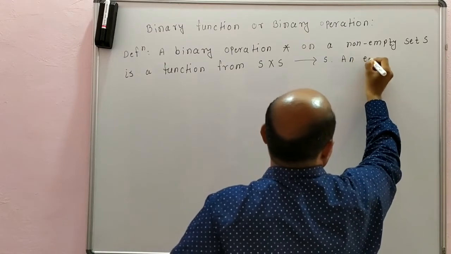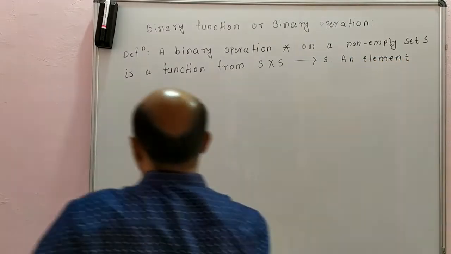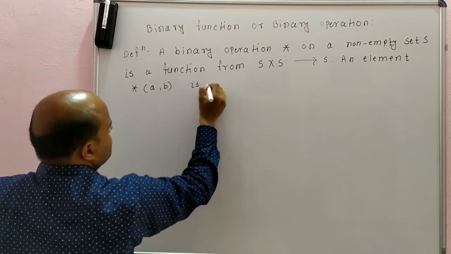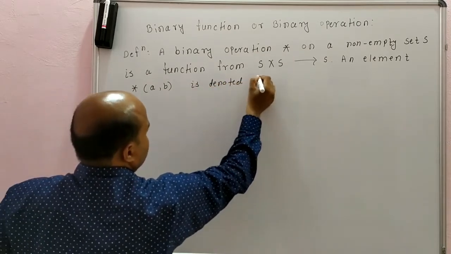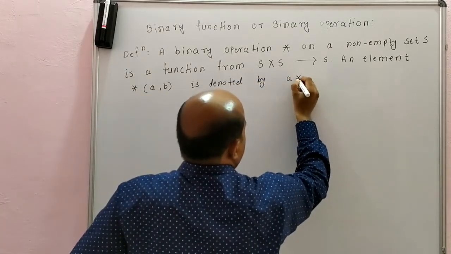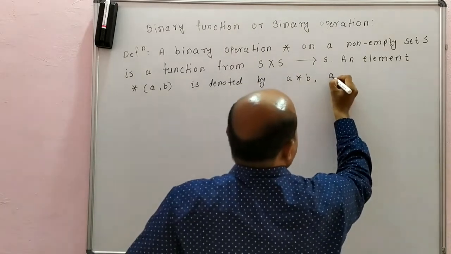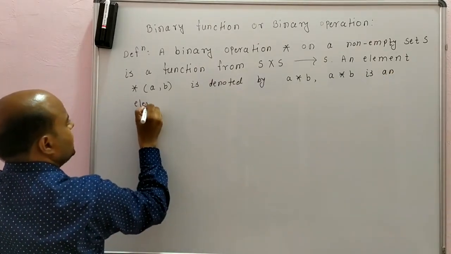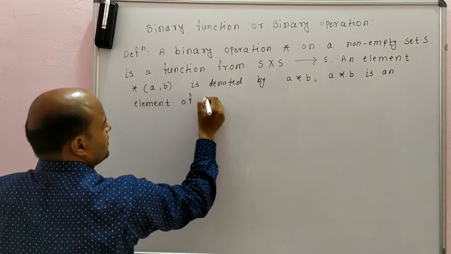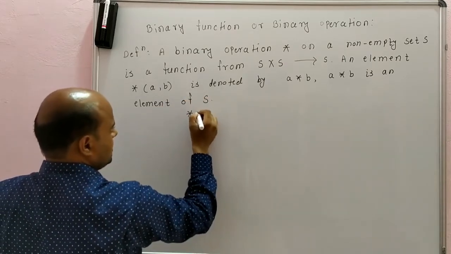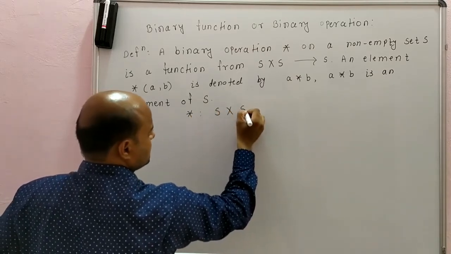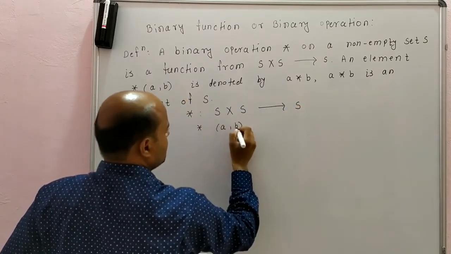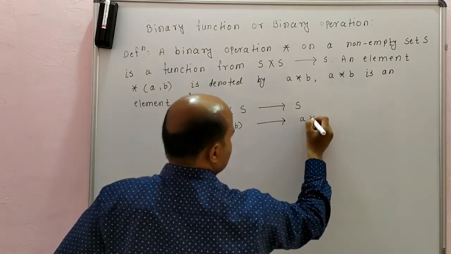An element star of (A, B) is denoted by A star B. A star B is an element of S. Star is a function from S cross S to S, and star of (A, B) goes to A star B.